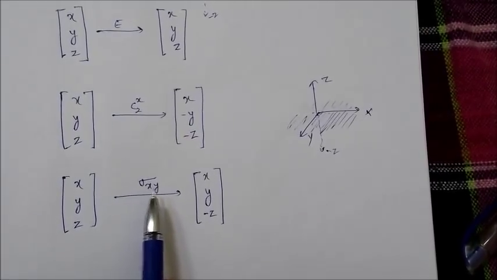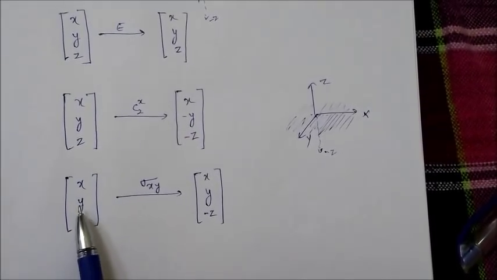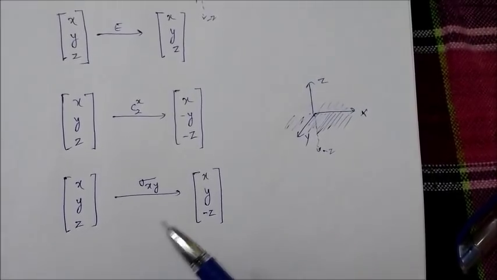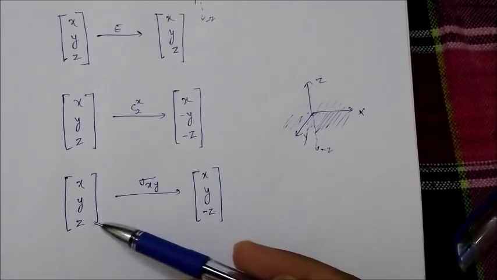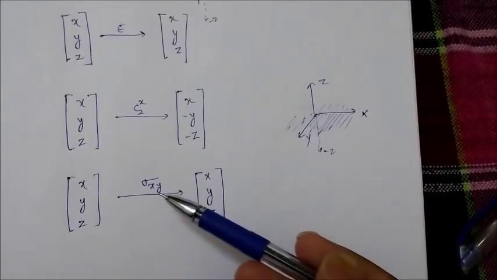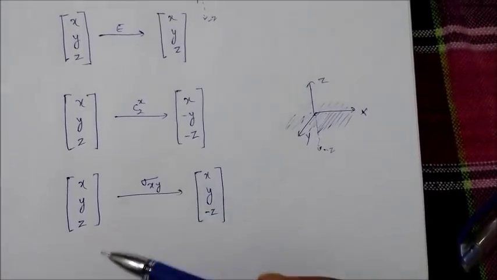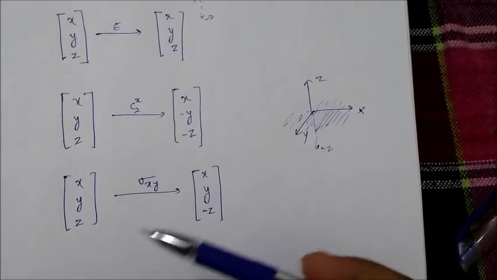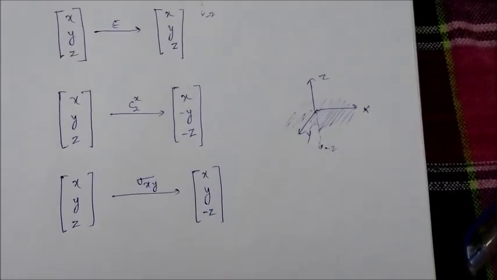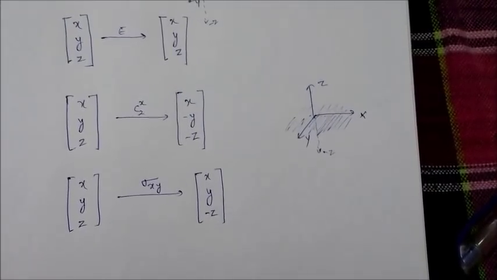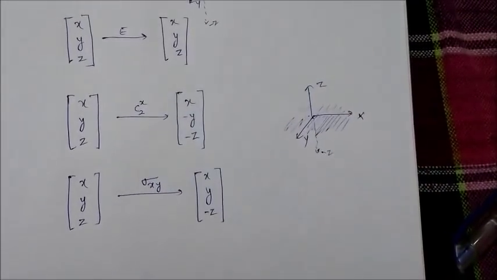If you apply sigma yz, then the sign of y and z will not change, the sign of x will change. Similarly, if you apply sigma xz, then the sign of x and z will not change, only y will change. So in this way you can do. These were a few operations.